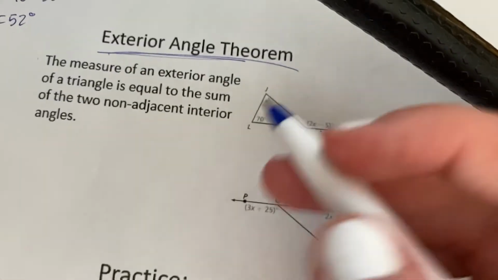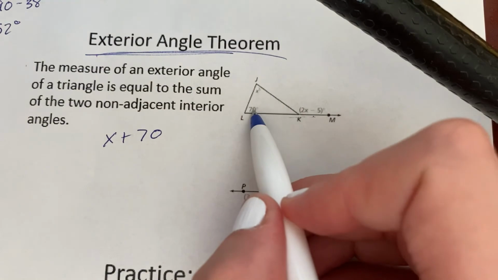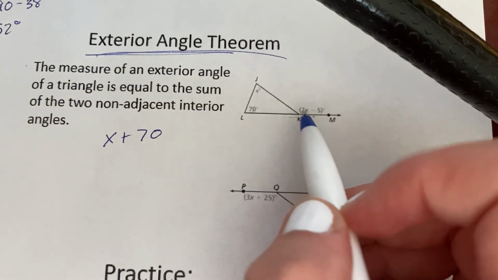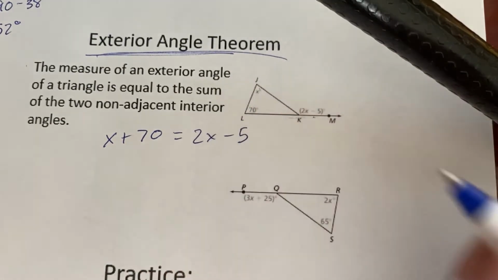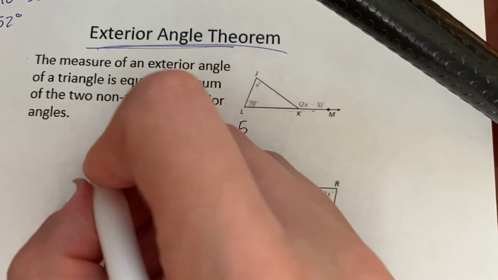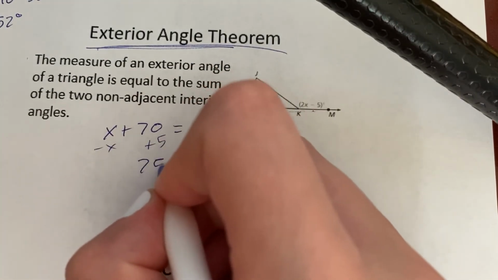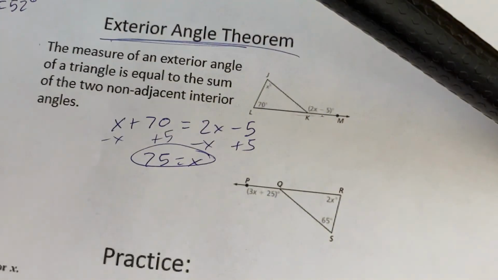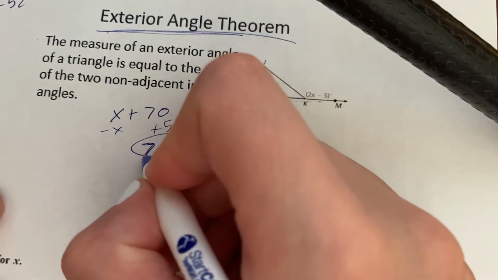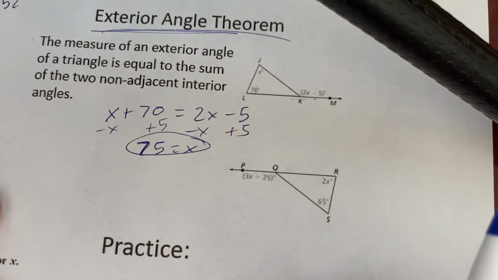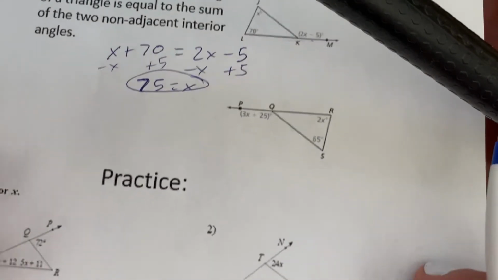You don't have to know all that, but if your mind thinks that way, it makes sense. So we do x plus 70, the inside non-adjacent angles, one is not attached to this line, equals this outside angle, 2x minus 5. All right, and so we'll just subtract the x, add the 5, and we get 75 is equal to x, and we're done. That's what it's asking for. It didn't really say what it's asking for, but always check and make sure: did it ask for x? In this case, they're not asking for a specific angle, so I guess they're just asking for x. But always make sure.